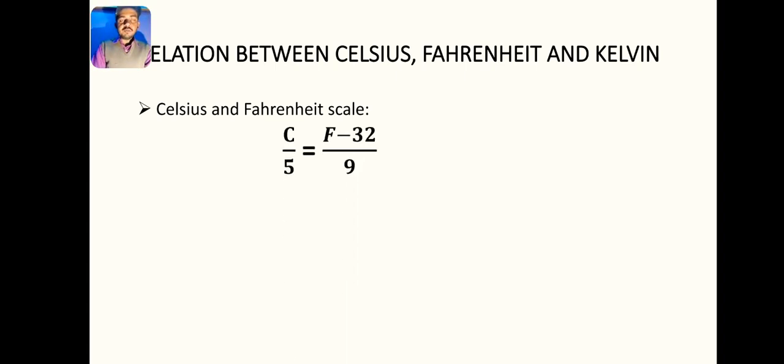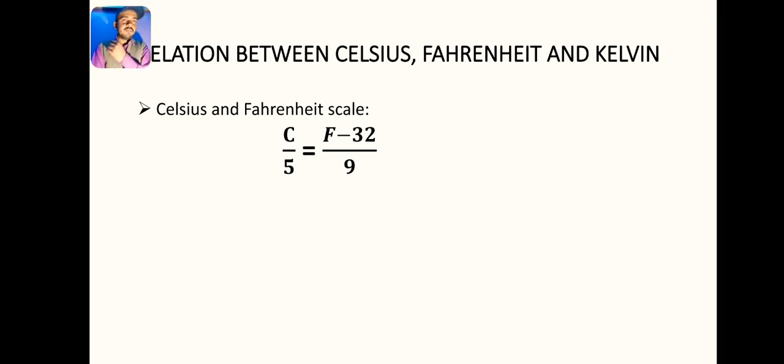There is a very simple formula, my dear students. As in the previous video also we have discussed, the formula is the same, only the formation is different. Here we can calculate this as C divided by 5, which is equal to F minus 32 divided by 9. If you have one value, let's say C as 10, then what is F? So 10 by 5 means 2.